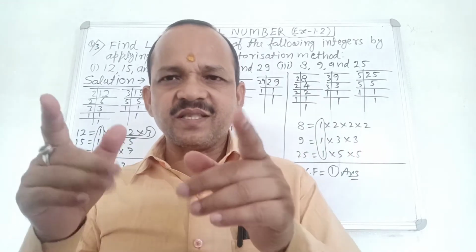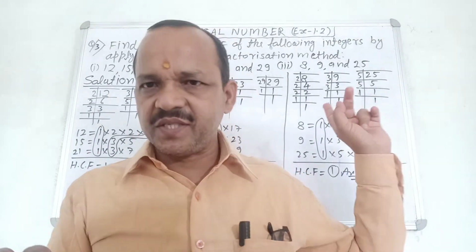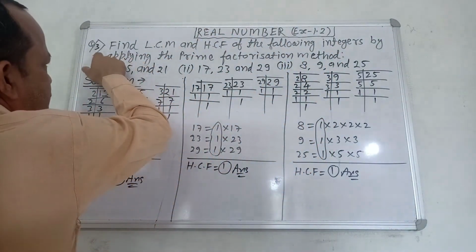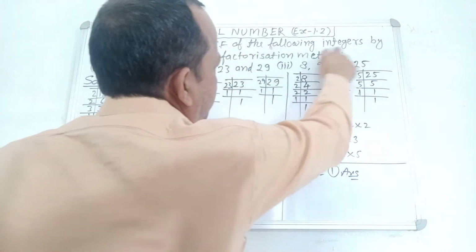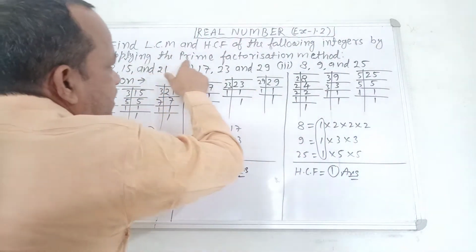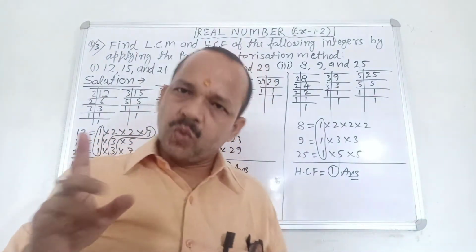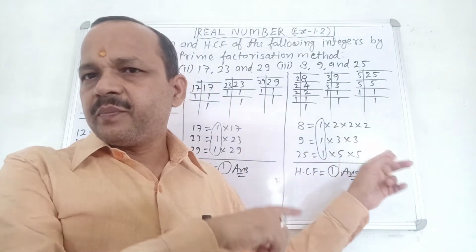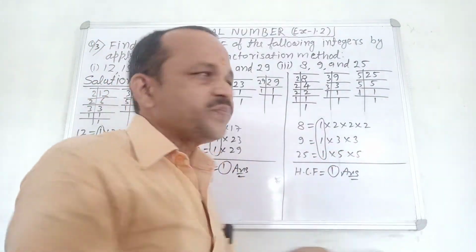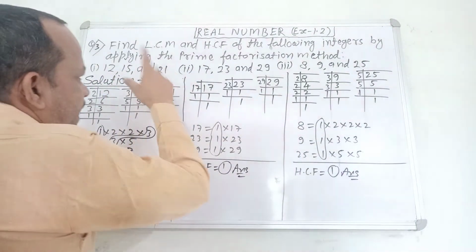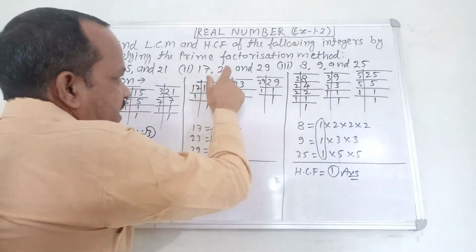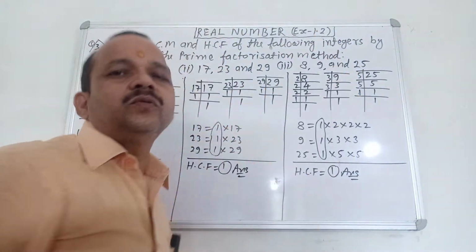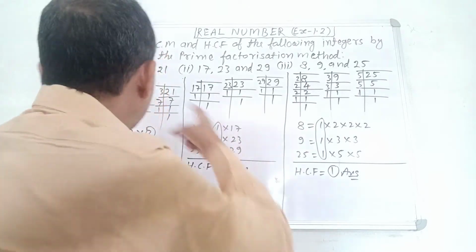It is very easy. Concentrate your mind, listen to my words and see the board. Clear? Real numbers, exercise 1.2, question 3. Find the LCM and HCF of the following integers by applying the prime factorization method. Question is clear? You find the HCF by applying the factorization method. Clear? First question: 12, 15 and 21. Second: 17, 23 and 29. Third: 8, 9 and 25. Clear? Solution first.